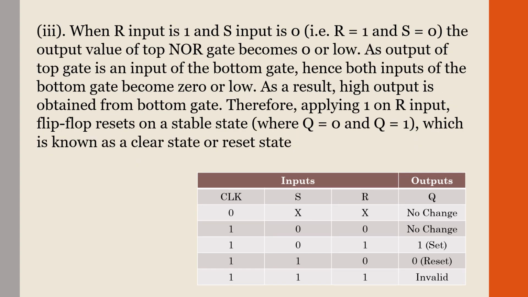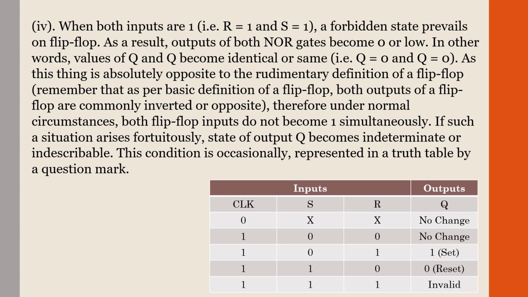When the R input is 1 and the S input is 0, the output value of the top NOR gate becomes 0 or low. As the output of the top gate is an input of the bottom gate, both inputs of the bottom gate become 0 or low. As a result, a high output is obtained from the bottom gate. Therefore, on applying 1 to the R input, the flip-flop resets to a stable state, which is known as the clear state or reset state. When both inputs are 1, a forbidden state prevails on the flip-flop.